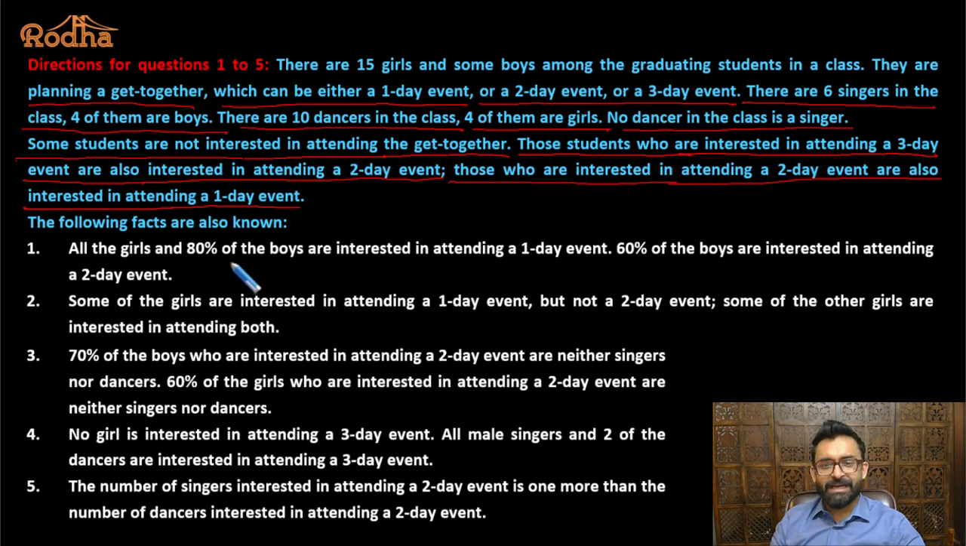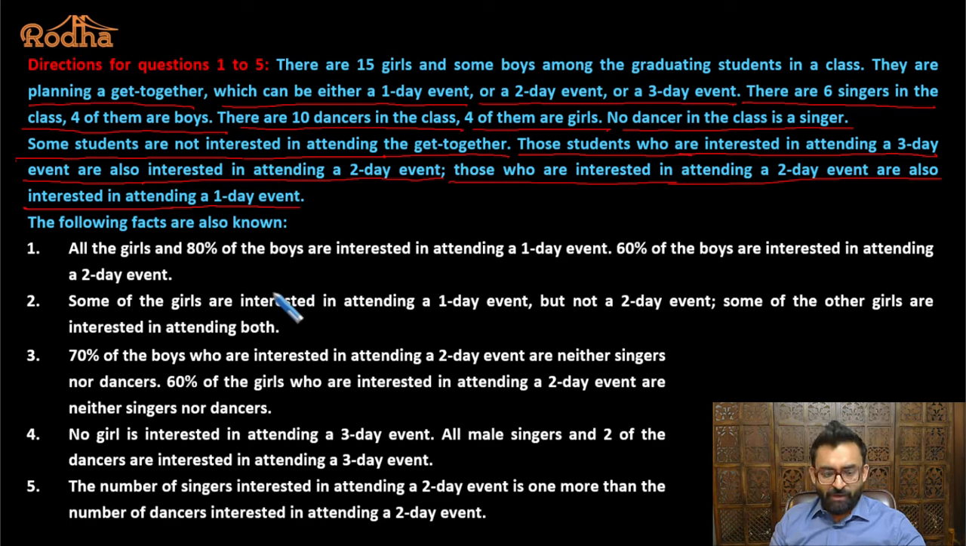So 100% of the girls and 80% of the boys are interested in attending a 1-day event. 60% of the boys are interested in attending a 2-day event. So it has inherent information that people who are ready to come for 3 days are ready to come for 2 days also. Fine. So some of the people are going to be ready for only 2 days. Some of the people are going to be ready for only 1 day.